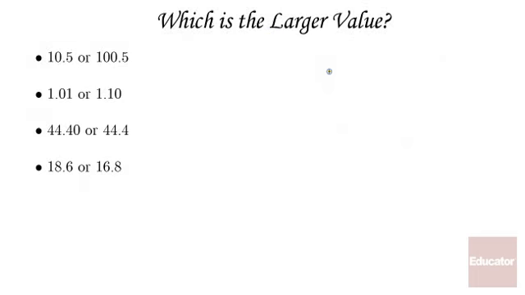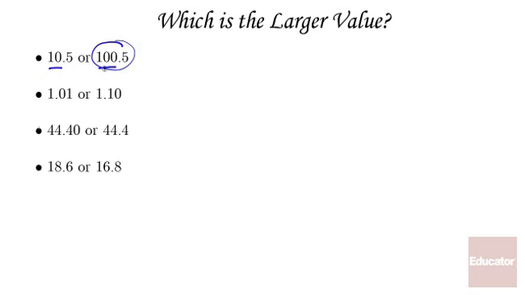So to figure out which decimal has a larger value, we need to look at the whole number first. The whole number is going to be the number before the decimal place. So here the whole number is 10. 10 is a number before the decimal place. So whole number is 10 here, and here it's 100. We know that 100 is bigger than 10, right? So the larger value between these two is going to be 100.5. Now we don't care what the number is after the decimal place because the whole numbers are going to determine the larger value.